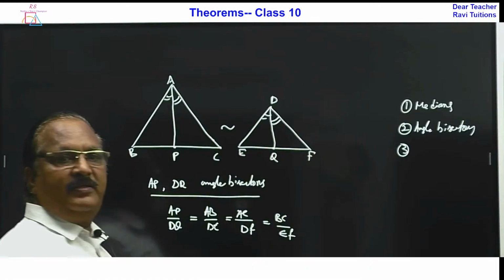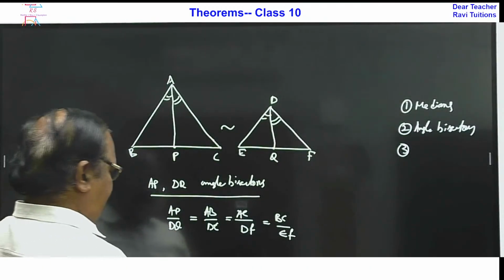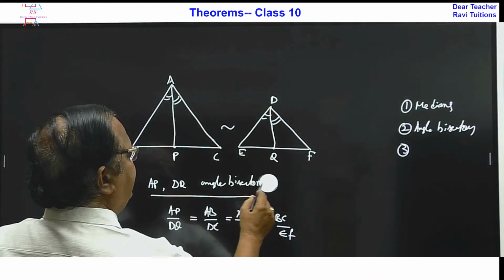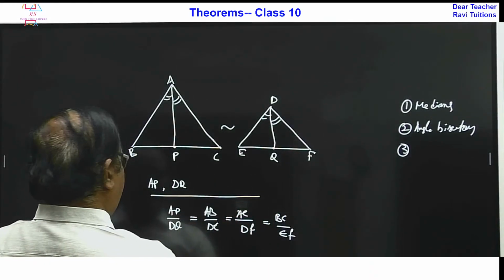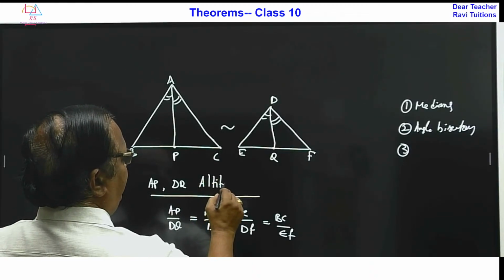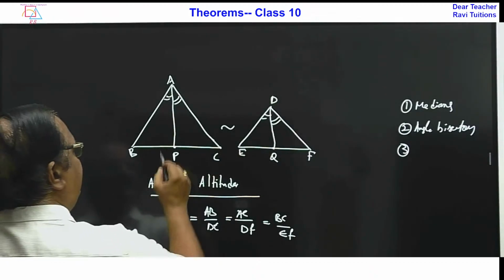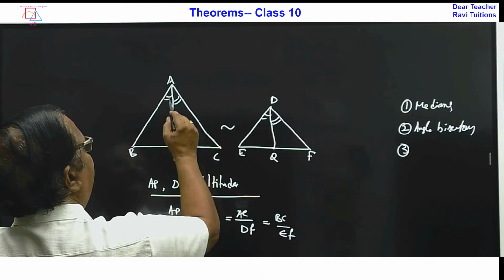Okay, so now the third point. In the place of angle bisectors, now let us assume that these are altitudes. Altitudes means I have to rub here also.